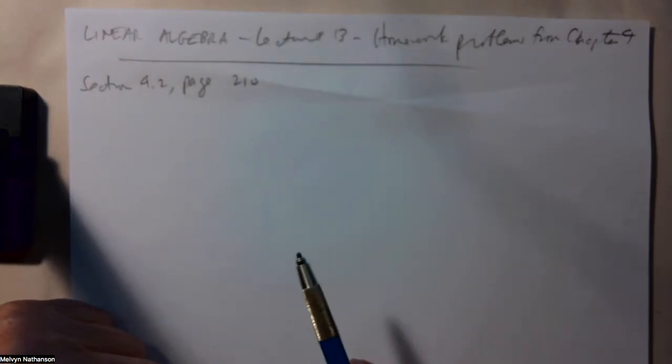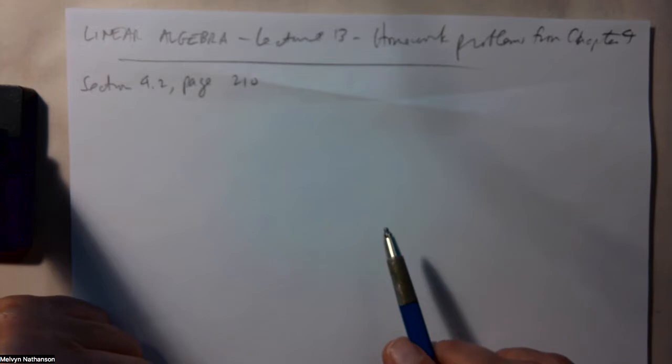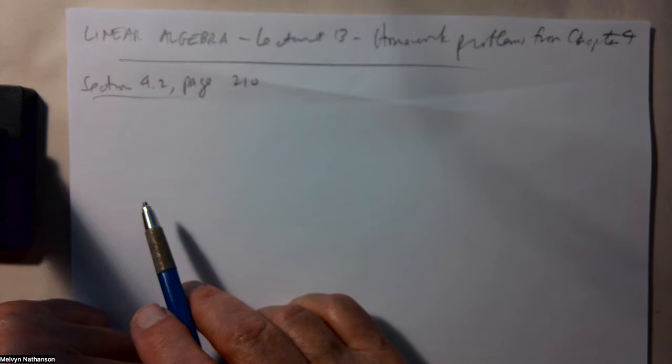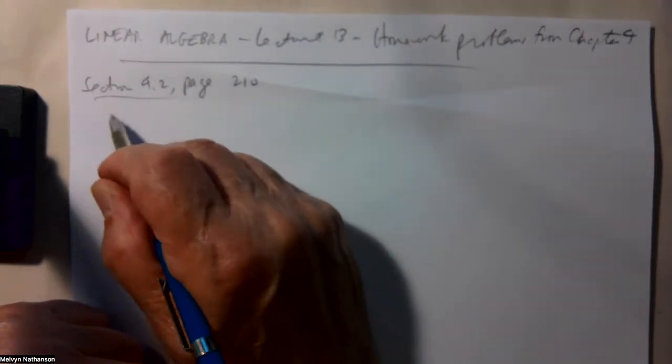All right, so in this lecture, I'm going to go over homework problems from Chapter 4 on vector spaces and linear transformations. So the first set was in section 4.2 on page 10. So let me do some of those problems.